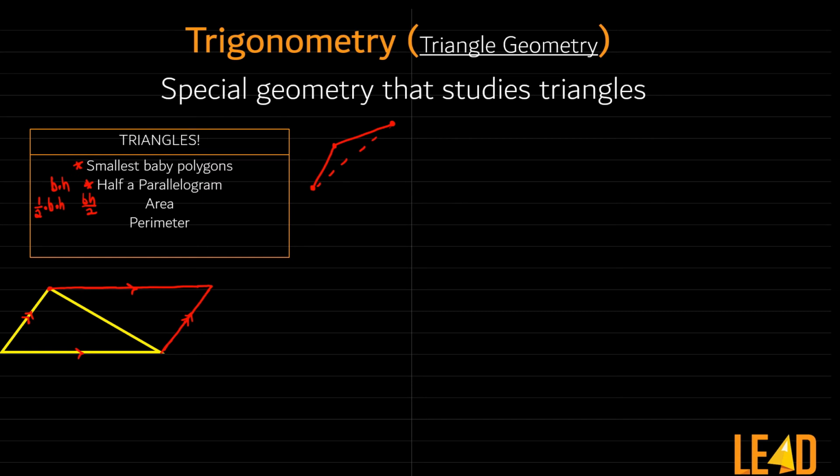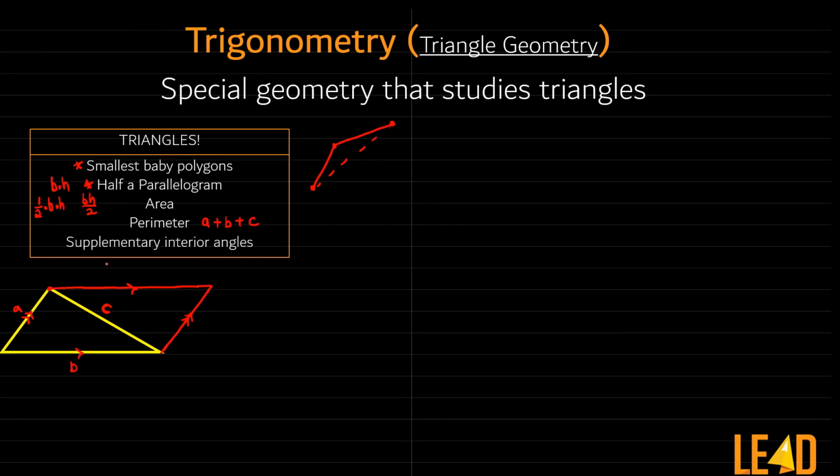Next is the perimeter. The idea of perimeter again is the distance around the shape. So if I try to walk around a shape, how far would I need to go? The formula is really simple. It's basically adding up all of the sides. If this were A, B, and C, and I needed to walk around the yellow triangle, my perimeter would just be A plus B plus C.